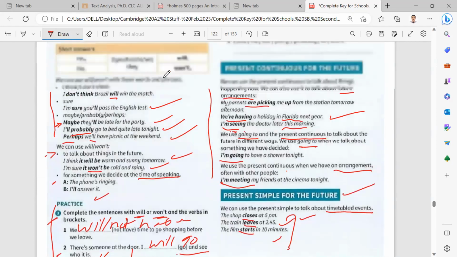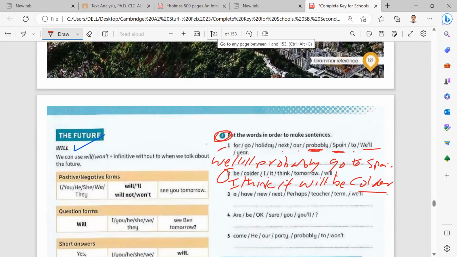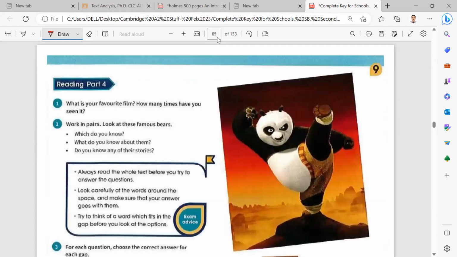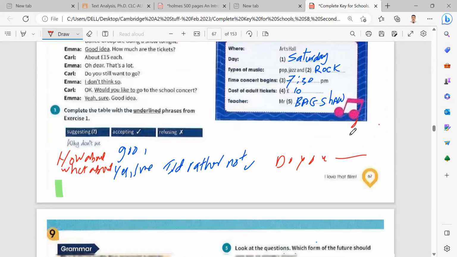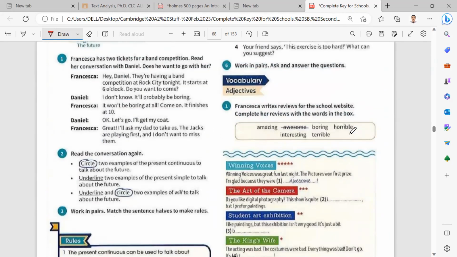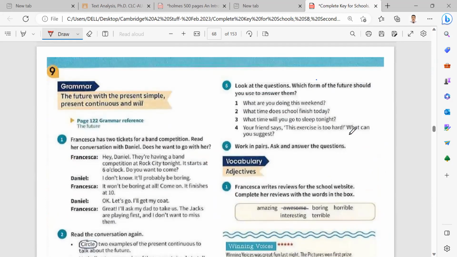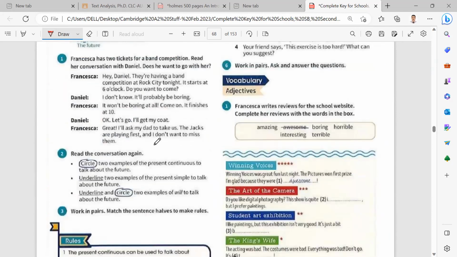Let me stop sharing this page and go to this one for more practice, Sarah. Here. Does he want to go with her?